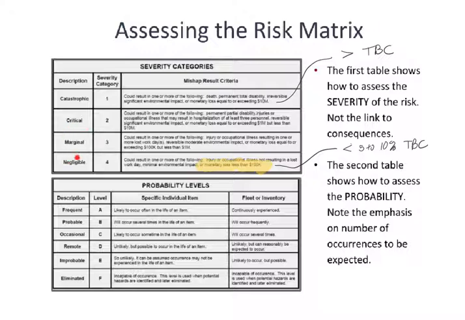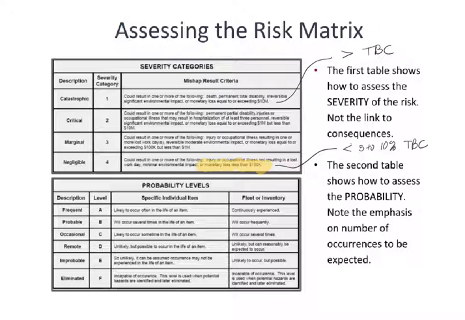So we have marginal. Marginal, you notice, is an injury or occurrence that results in loss of one or more workdays, but typically on the order of a handful of workdays. Reversible moderate environmental impact. So in other words, there may be some money necessary to reverse it, but it is reversible.